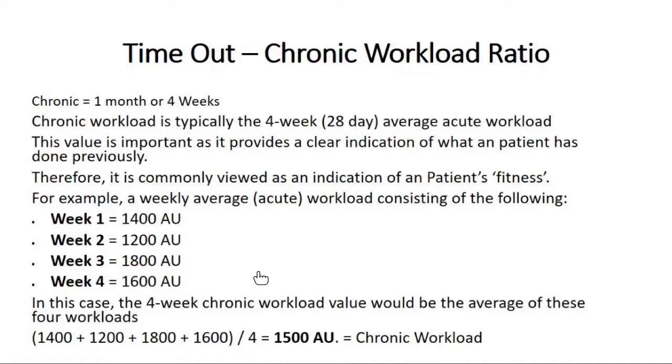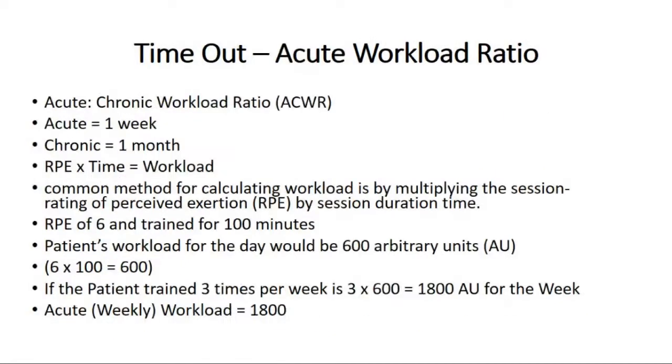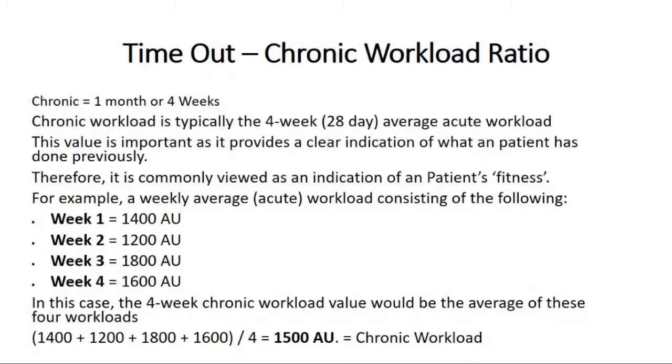chronic workload. So this was last week, week 3, 1,800. There it is there, 1,800. But that was our hardest week that we trained. If we add up those 4 weeks and divide by 4, it gives us 1,500 as our arbitrary unit. And that's our chronic workload, our monthly workload.